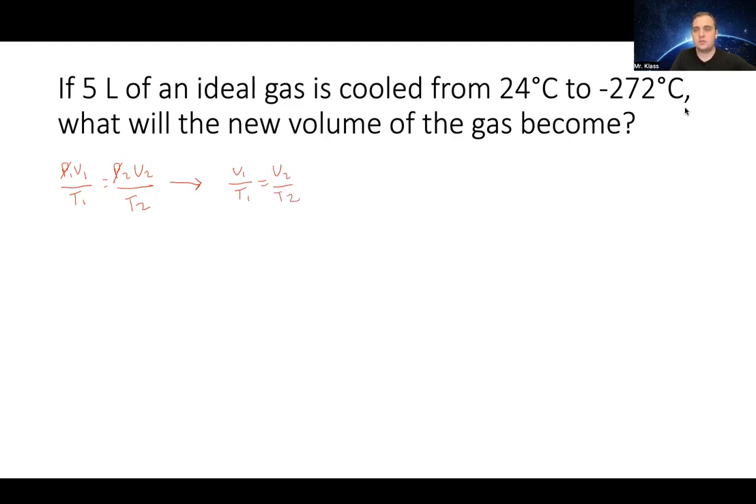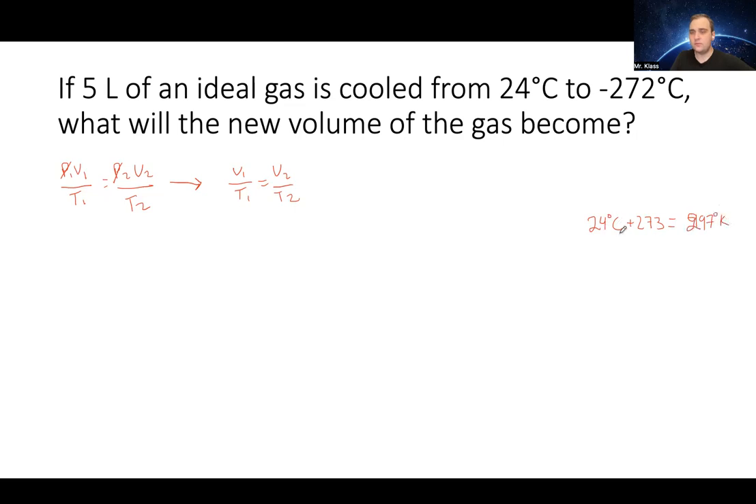Now, one thing to keep in mind with gas laws is that we have to convert all the temperatures into Kelvin. You can't do any gas law problems without using Kelvin. So, do you remember how to convert from Celsius to Kelvin? Well, hopefully you do. So we take the 24 degrees Celsius and we add 273. That's going to be our conversion factor. And now we're going to get 297.